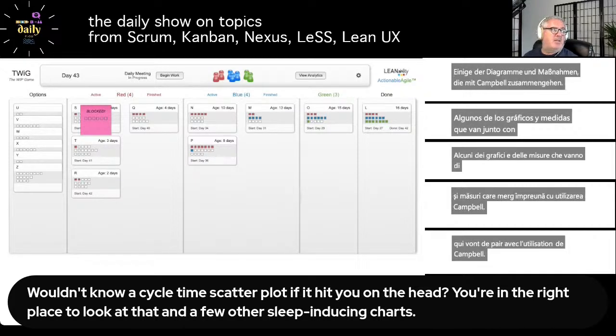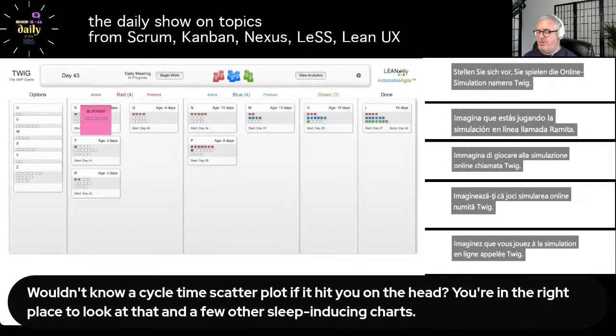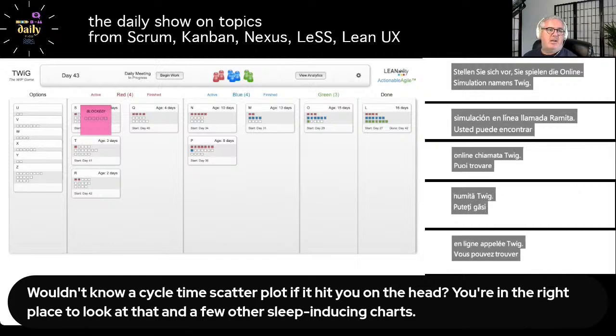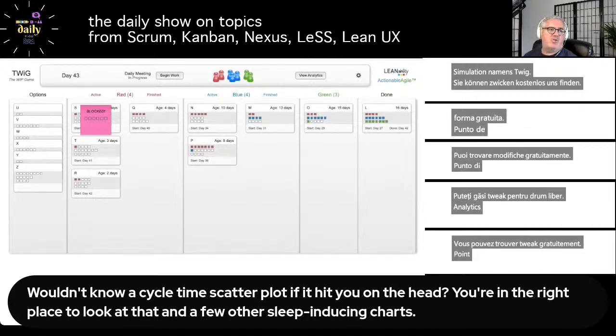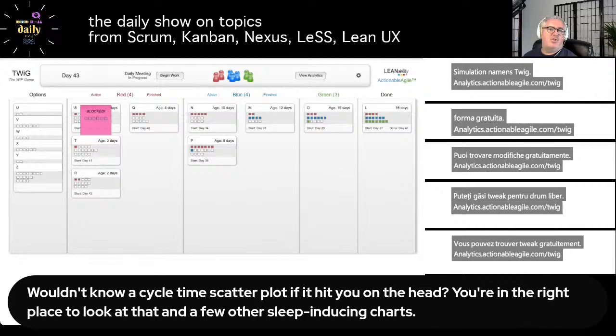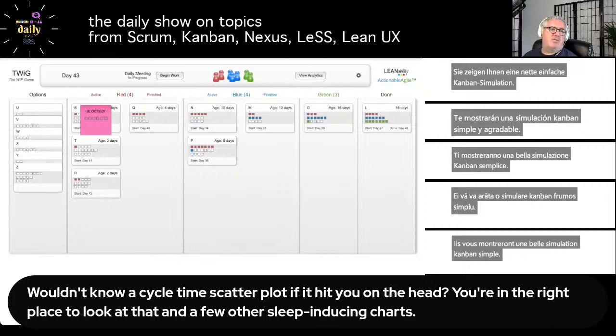Imagine you're playing the online simulation called Twig. You can find Twig for free at analytics.actionableagile.com/twig, and it will show you a nice simple Kanban simulation with lots of columns.